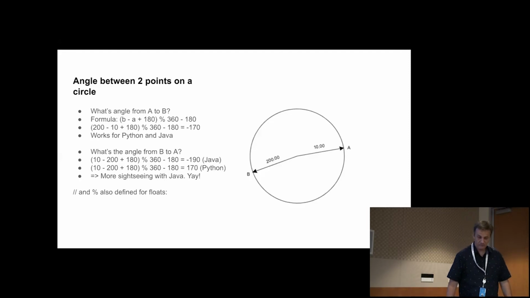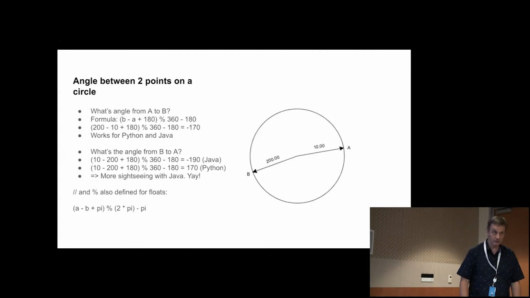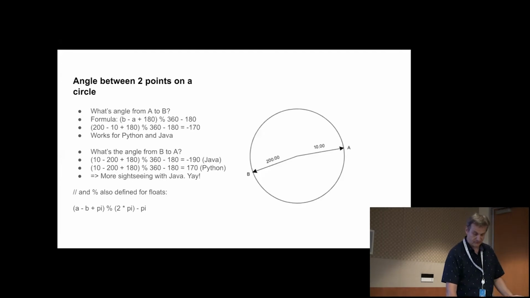And then, what if I measure my angles in radians? I don't have integers. How does that work in Python? Well, floor division and modulo are also defined for floats, so we get the similar formula, except that we have to exchange 180 with pi, because pi radians is 180 degrees.